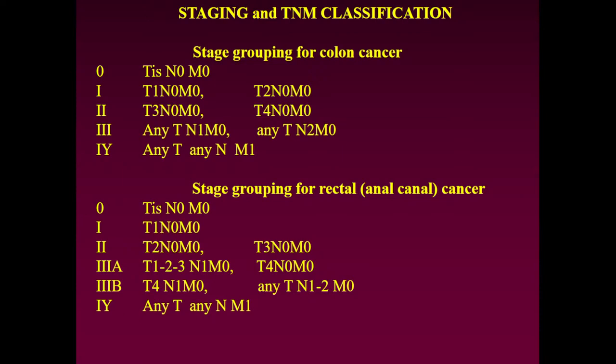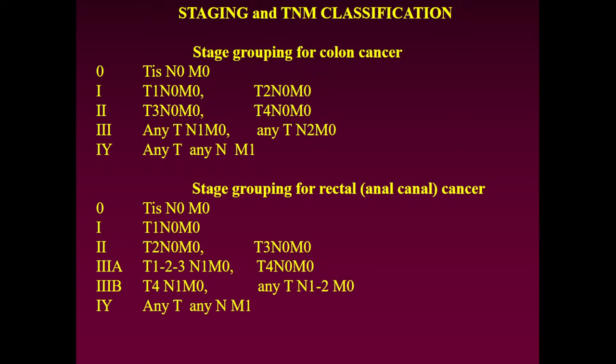Stage 2, it is T3 N0 M0, T3 invading to the serosal layer, or T4 N0 M0, invading the serosal layer. But no evidence of lymph node metastasis and no evidence of distant metastasis. Stage 3, any T, N1 lymph node metastasis and no distant metastasis, any T, N2, M0. Stage 4, any T, any N, M1. There is distant metastasis.